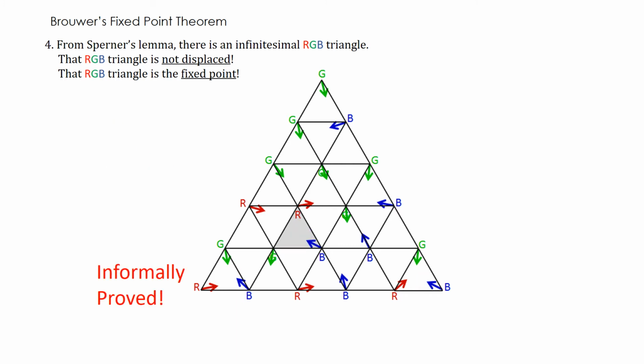Thus, there exists some infinitesimal RGB triangle that's not displaced by application of stirring, which is due to the application of the function f of x at each point x. So we have informally proved Brouwer's fixed point theorem.